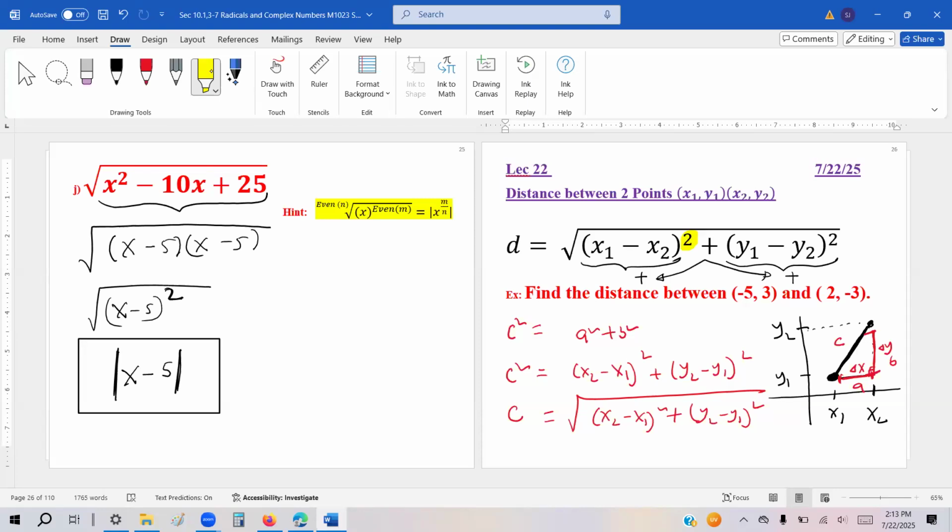Okay, so if you ever forget the formula, derive the formula. It's from a squared plus b squared equals c squared. And that way you'll not forget why it's plus, why it's minus.